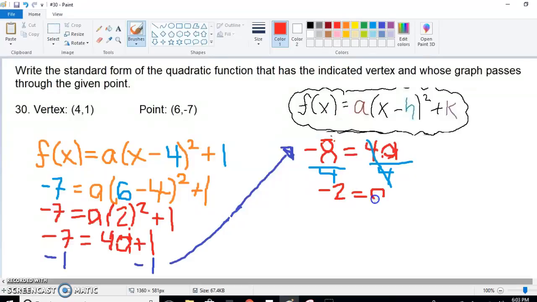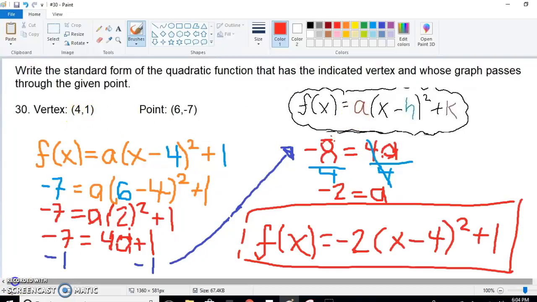Okay, so now we have all the pieces that we need to write this out in what we call vertex form. So we can plug in -2 for a, we'll plug in 4 for h, and we'll plug in 1 for k. All right, and after plugging in each of the pieces, our function that has the vertex (4, 1) that passes through the point (6, -7) would be f(x) equals -2 times (x - 4) squared plus 1.